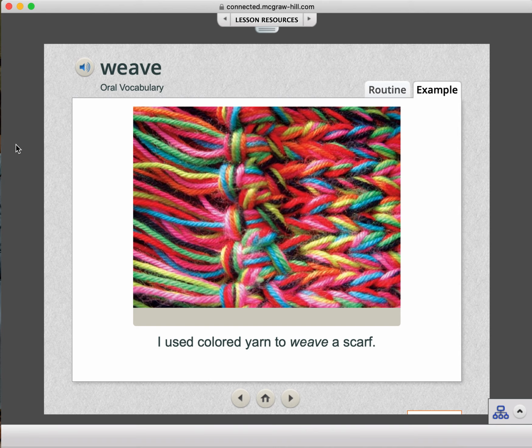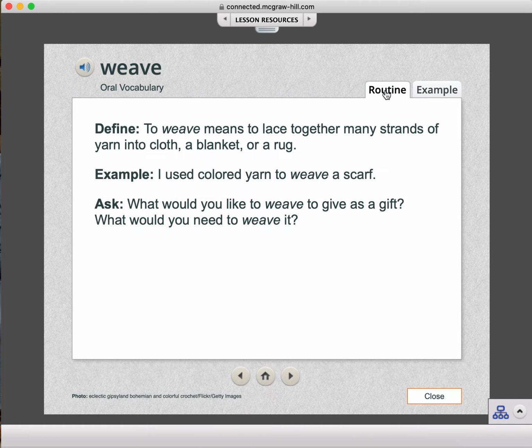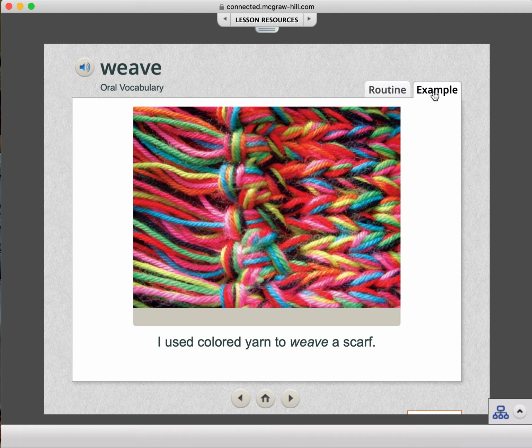Our next vocabulary word is weave. Weave. I used colored yarn to weave a scarf. To weave means to lace together many strands of yarn into cloth, a blanket, or a rug. This picture shows colorful yarn being weaved for a scarf. What would you like to weave to give as a gift?